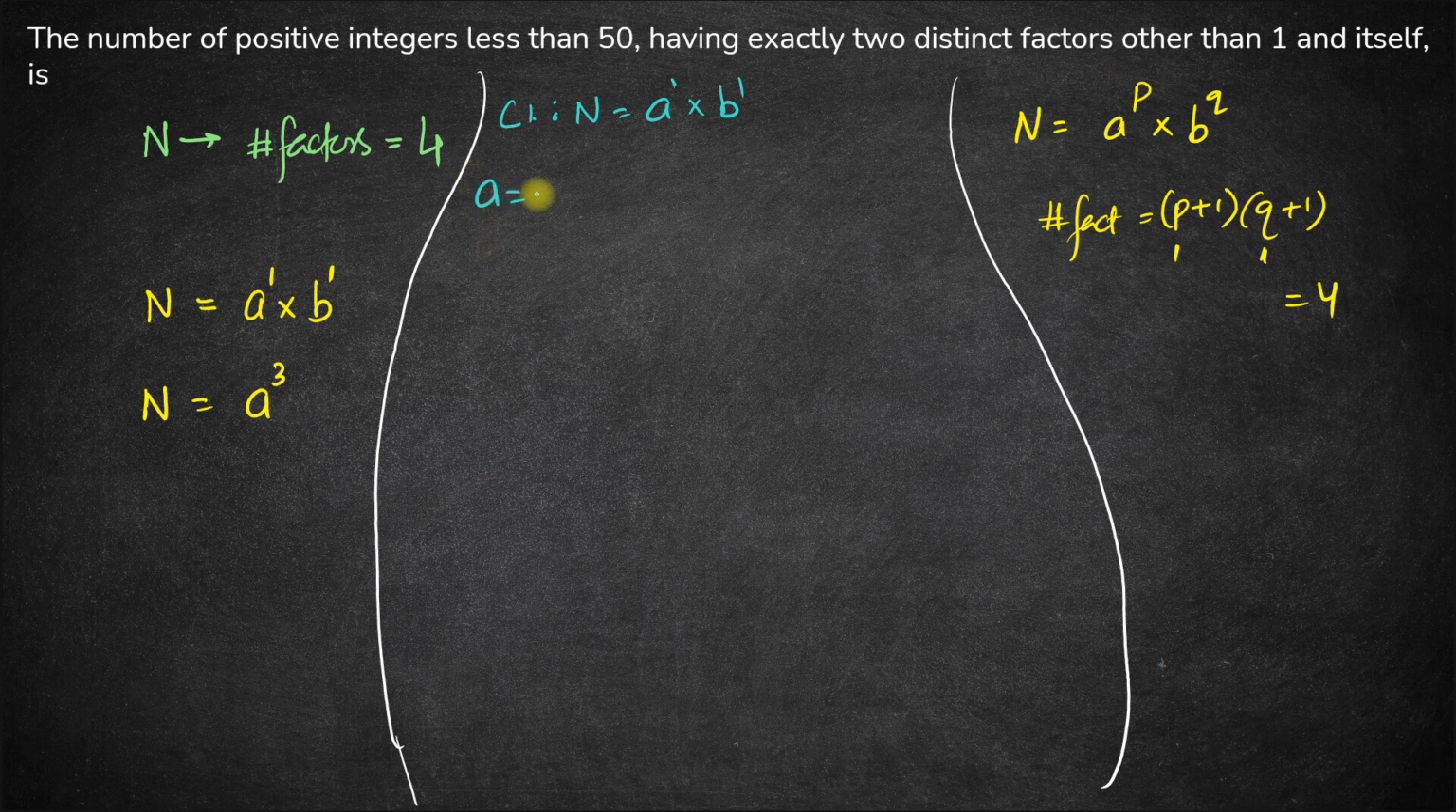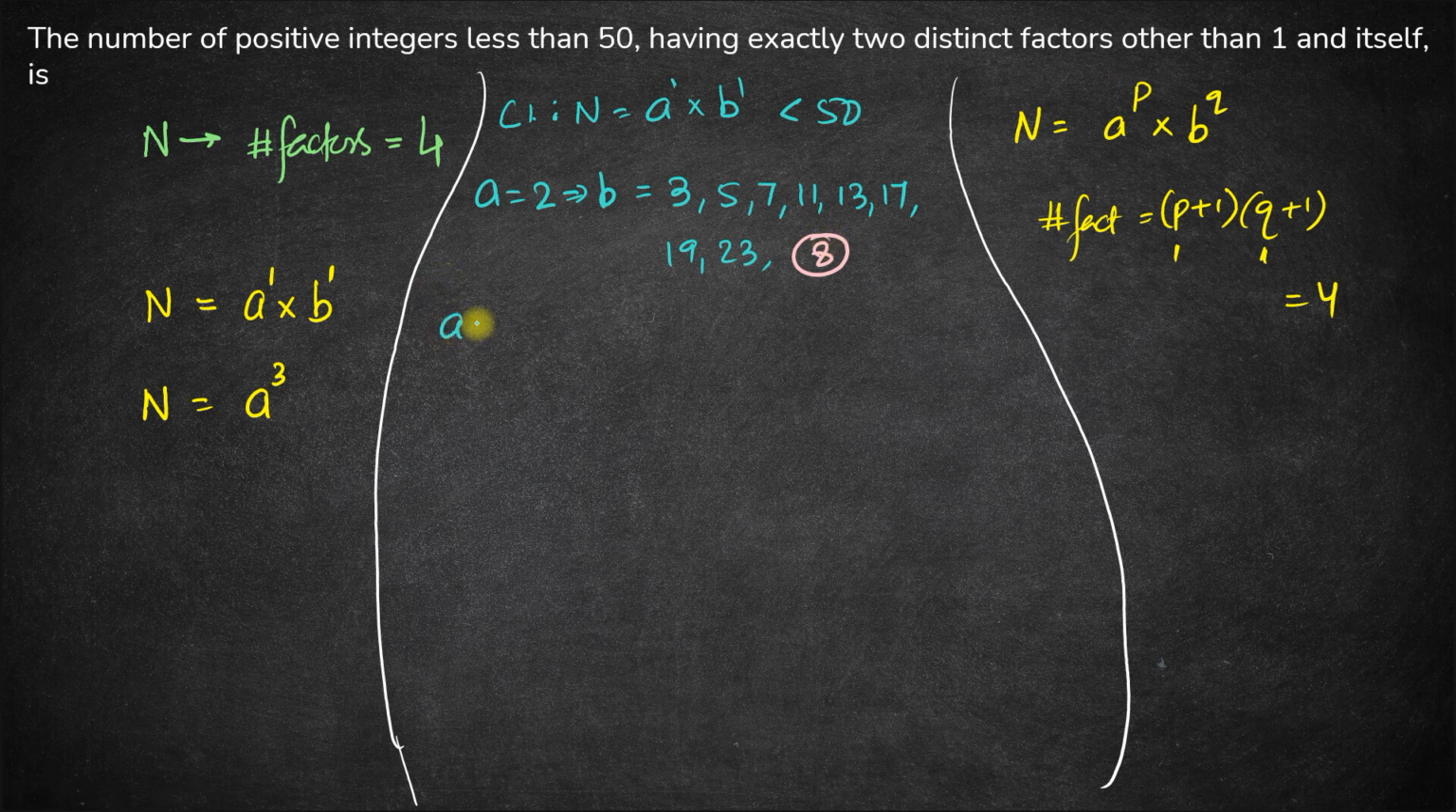Now if a is equal to 2, what are the possible values that b can take? The least prime number is 2, right? So we take a as 2. Then b can be, the number has to be less than 50, right? So b also has to be a prime number. So b can be either 3, 5, 7, 11, 13, 17, 19, 23, and then 29 will not be possible because 29 into 2 will become 58... actually 50 or more. So if a is 2, we have 1, 2, 3, 4, 5, 6, 7, 8. 8 possibilities are there if a is 2.